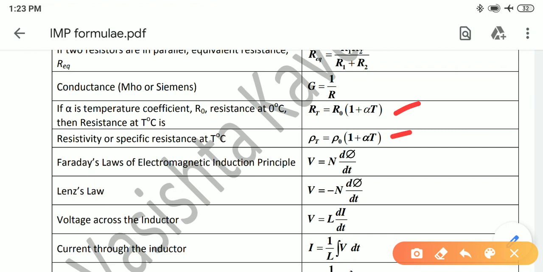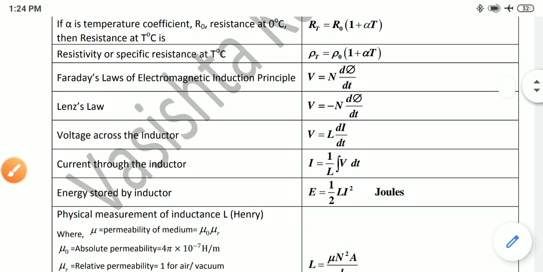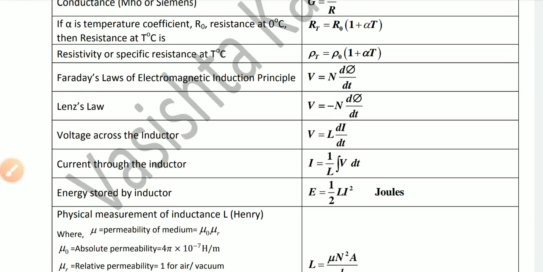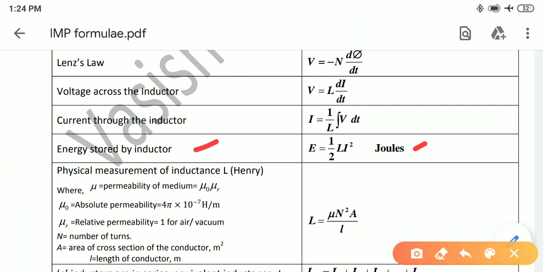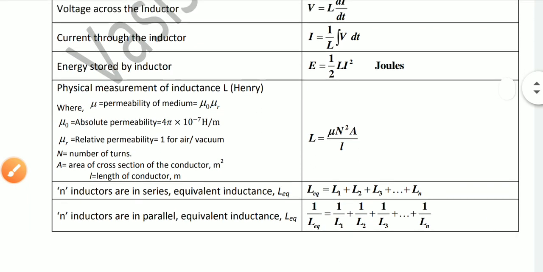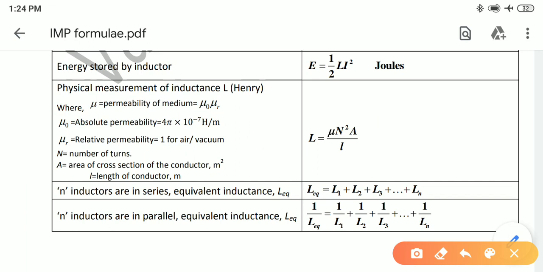Next, Faraday's laws of electromagnetic induction principle. From this principle, we get the conclusion V is equal to N d phi by dt. Next, Lenz's law is given as V is equal to minus N into d phi by dt. Next, the voltage across inductor is given as V is equal to L di by dt. Next, current through the inductor is I is equal to 1 by L integration V dt. Next, energy stored by inductor is E is equal to half L i square joules. So it's a very important relation. Next, physical measurement of inductance can be given as L is equal to mu N square A by L.